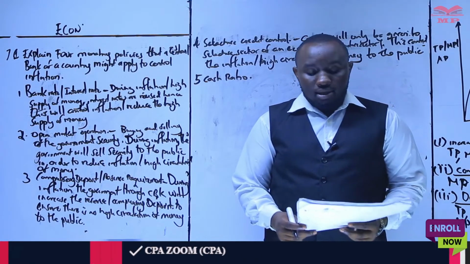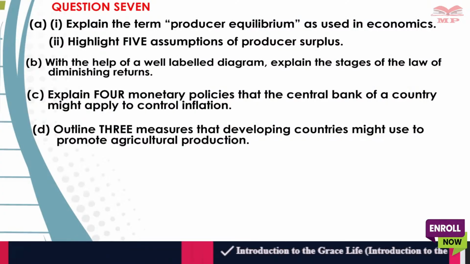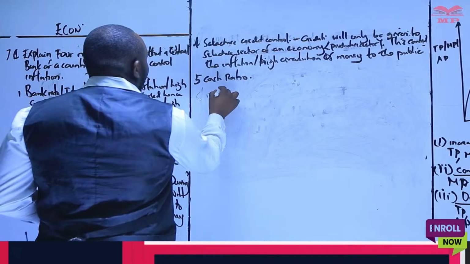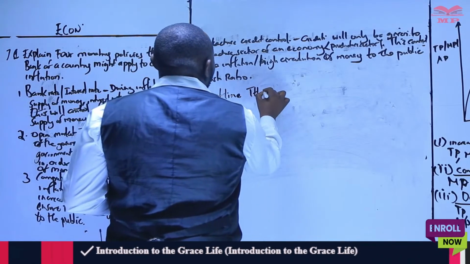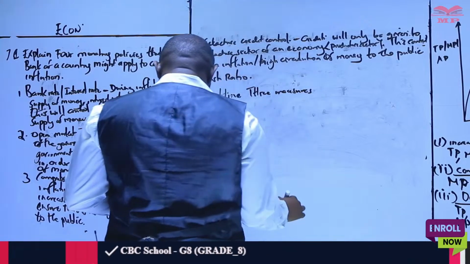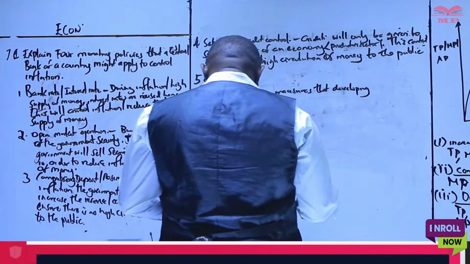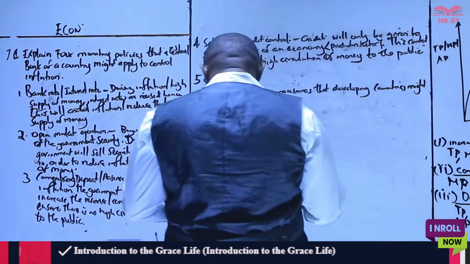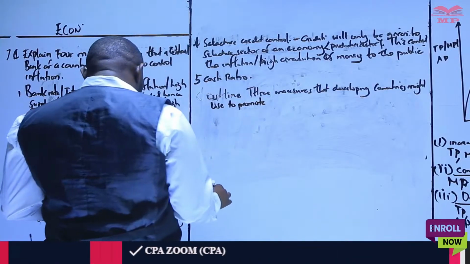That is the last question, April 2024, economics, question 7 Roman D. Outline 3 measures that developing countries might use to promote agricultural production.